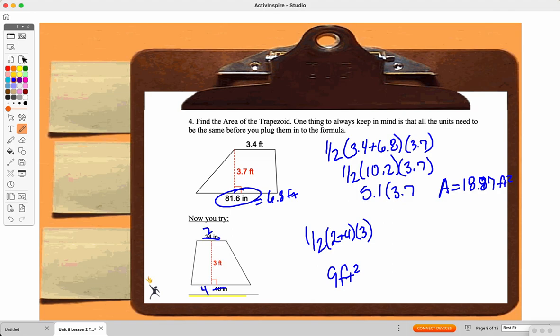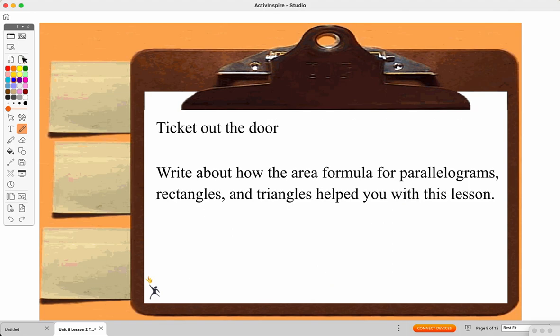All right. Now, let's take a look. Here's your ticket out the door. Think about this. Take a moment and write this down in your notes. How could the definition, the formula for area of a parallelogram, triangles, and rectangles change and connect to this lesson?